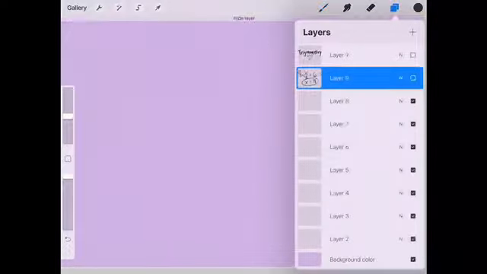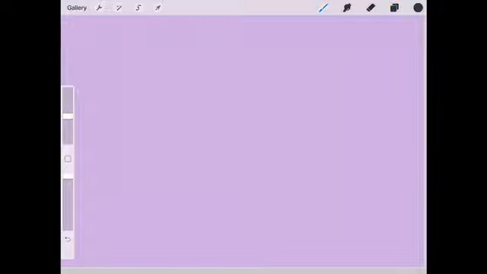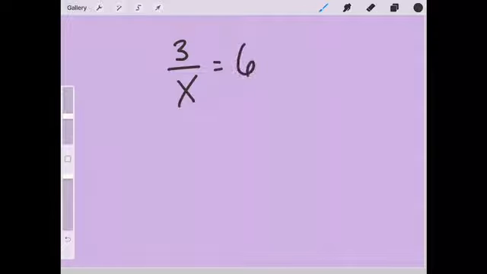All right, but now we're going to do a slightly different problem, which is 3 divided by x equals 6. What do you think the answer to this is? Now, this is a slightly different question, so think about it, and then we'll go and explain how it works.